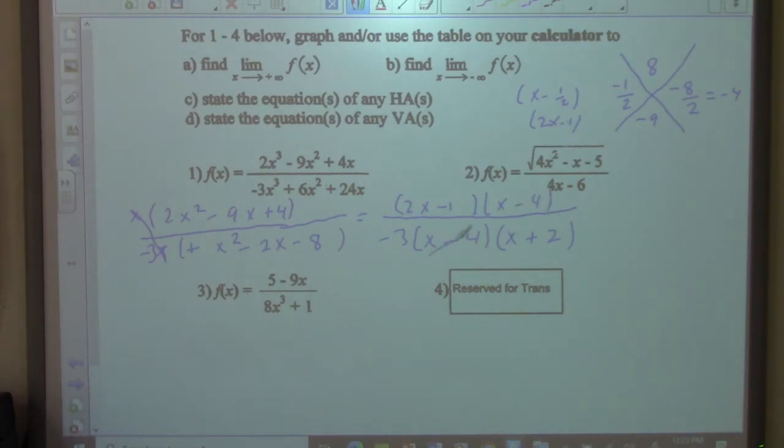So what cancels out? What did we find here? Another hole, right? So we have holes where x equals 0 and x equals 4. And so where is our vertical asymptote going to be? At x equals... okay, we take what we have left, we set this, so we have -3 times x minus 2 equal to 0. That's going to be our vertical asymptote. So how do we solve this equation?